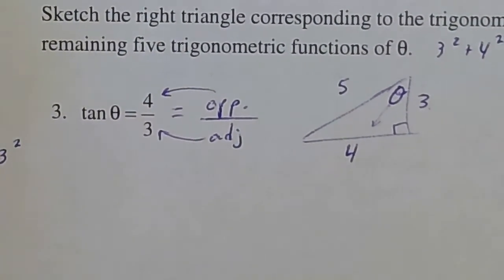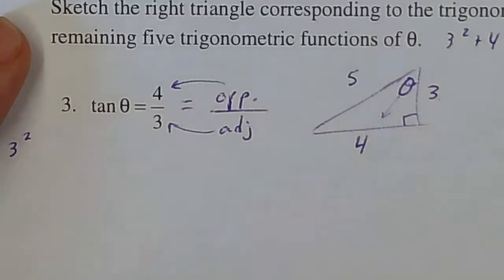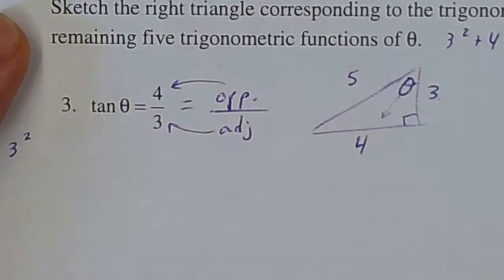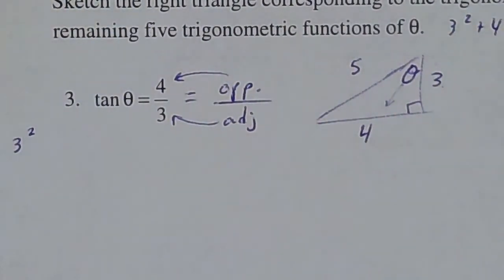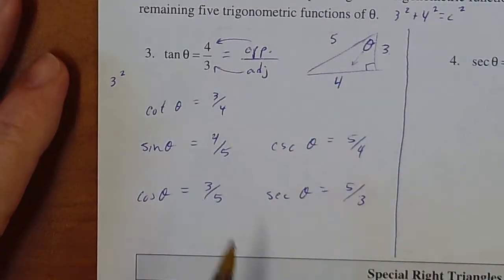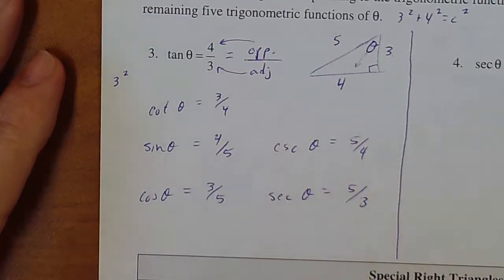Okay, I'm going to help you a little bit with the math, but you go ahead now and find the other 5, because it says find the remaining trig functions. They already gave you 1. You've got 5 more to find. Pause and do that now. Okay, there's your feedback. Fix what you need to. And there's the 5 remaining trig functions.